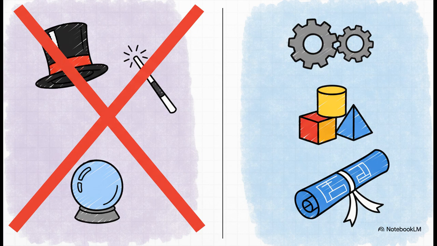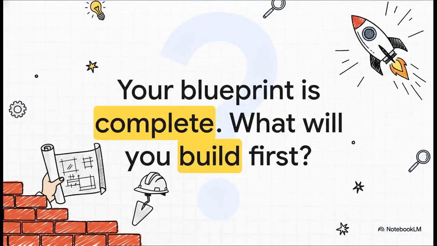And that's really the key takeaway here. Google Ads isn't some kind of magic black box. It's not a dark art. It's a logical system. It is a blueprint. And once you understand that framework, the foundation, the campaigns, the ads, the targeting, and the measurement, you can build pretty much anything you want. So we've laid out the entire plan, from the very first brick to the final inspection. The blueprint is officially in your hands. So the only question left is, what are you going to build first?